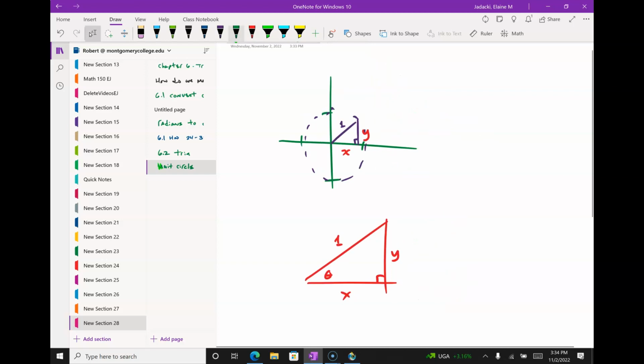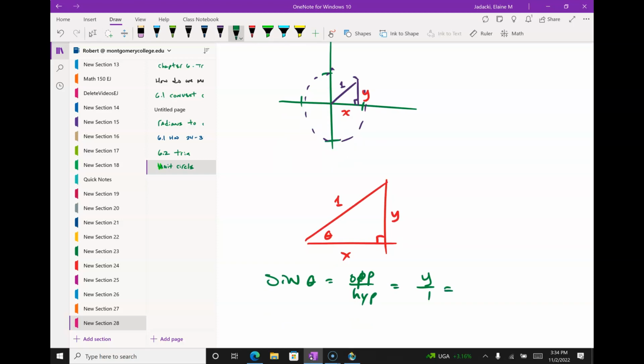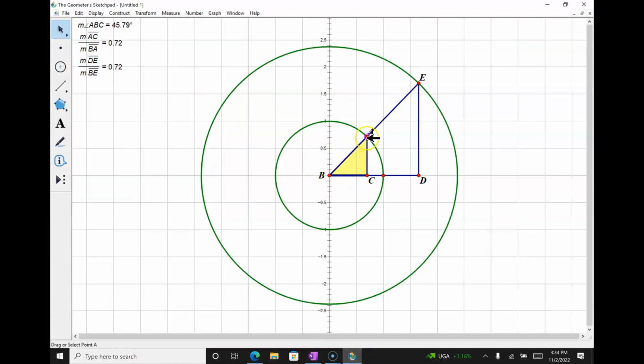So what happens to sine now? We already know that sine of theta is opposite over hypotenuse, which means it's y over what? 1. So what I'd really like you to think of is the sine function as the height of that triangle. The sine function as the height of the triangle, right? If I'm looking at Sketchpad here, and if I look at the height of the triangle, look at just that yellow triangle. What's the max height it goes to? Look at the yellow triangle.